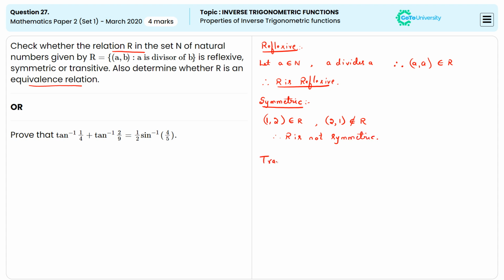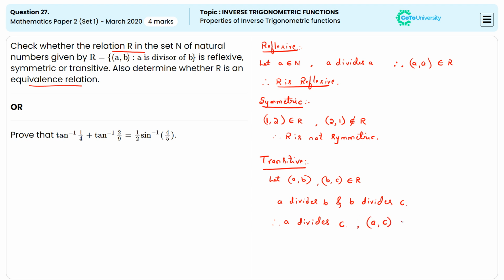Next, let's move on with transitive. Let us take two relations where (a, b) belongs to R and (b, c) belongs to R. Since (a, b) belongs to R, I can say a divides b. And since (b, c) belongs to R, I can say b divides c. With this I can say a divides c. As a divides c, I can say that (a, c) belongs to R. Since (a, c) belongs to R, I can say R is transitive.